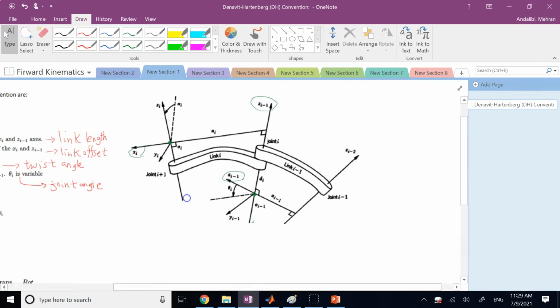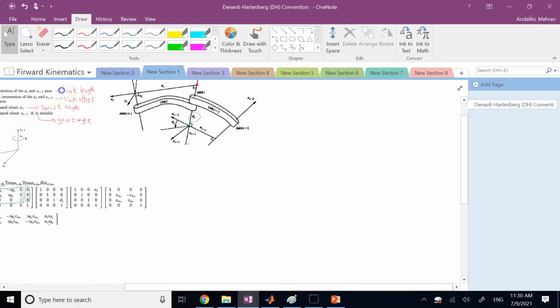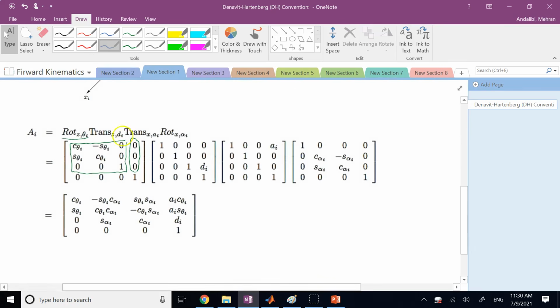Then when I align the x's, my next step is to move from origin Oi minus 1 to this intermediate point here. If I move from the green point to the red point, in which direction should I move? Well, clearly I should again move along zi minus 1. And how far should I move? I call that displacement di, the offset. So if I move along z by di, then I go from the green point to the intermediate red point. And that's what you can see here. It is a translation along z by di, and clearly there is no rotation, so it is an identity matrix.